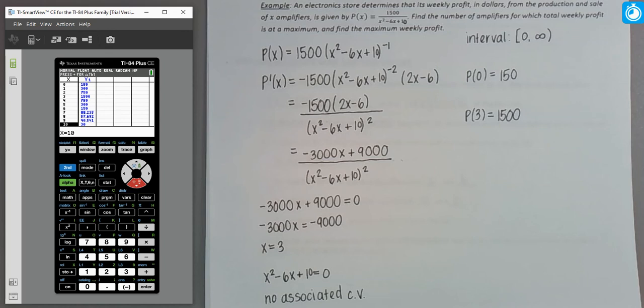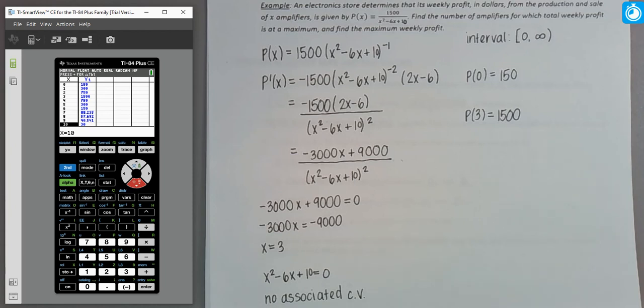So for this particular function, based on its context, based on what it really means, only whole number x values actually make sense in this case. So we don't have to worry about 2.5 or 3.5, something like that, because those kinds of numbers don't mean anything in this context. So based on our limited x values that actually apply in this situation, x equals 3 is definitely going to be where we have the highest associated y value, in this case the highest associated profit. And so that answers our question.